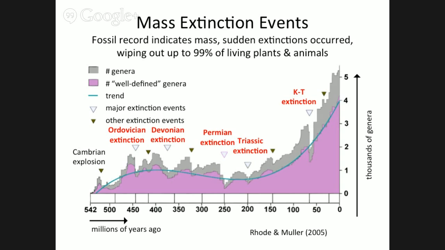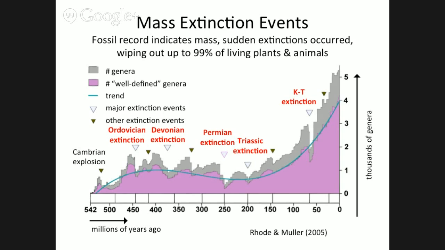This is just a matter of counting the number of animals and species and genera that are in the geological record. The KT extinction is the one that killed the dinosaurs off. That was about 65 million years ago. But that actually wasn't the worst one. The worst one was this one, Permian extinction. This is a wipeout of about 90% of all life on Earth. There's some event that we're still not entirely sure what was the cause of it.